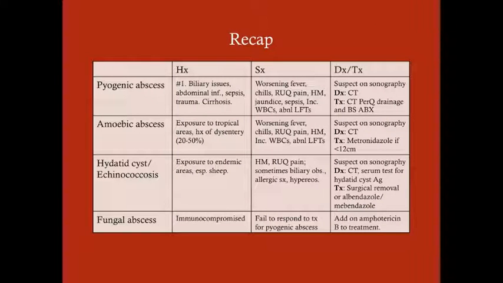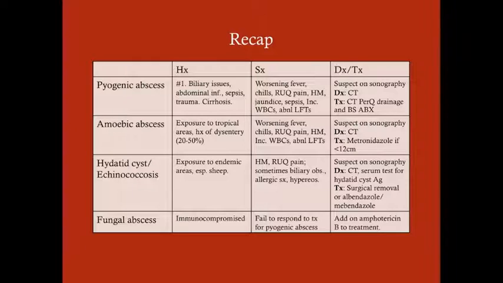Okay, so to recap, pyogenic abscess is the number one abscess for the liver in the U.S. It can present with biliary issues, abdominal infection, sepsis, trauma, fever. The patient often has a history of cirrhosis, which puts them at higher risk. Their symptoms are going to be worsening fever, chills, right upper quadrant pain, hepatomegaly, jaundice, sepsis, increased white blood cells, abnormal LFTs. Diagnosis is on CT, and you treat this with percutaneous drainage under CT guidance and broad-spectrum antibiotics.